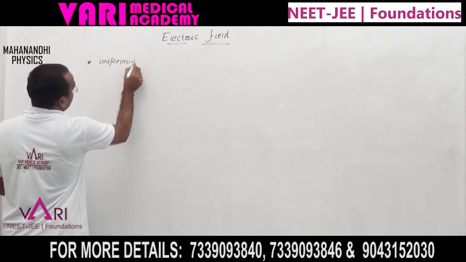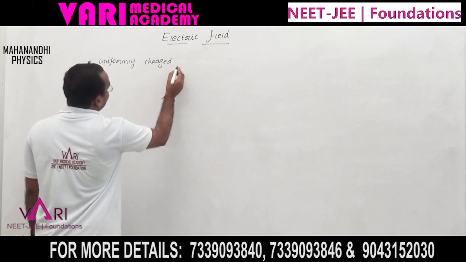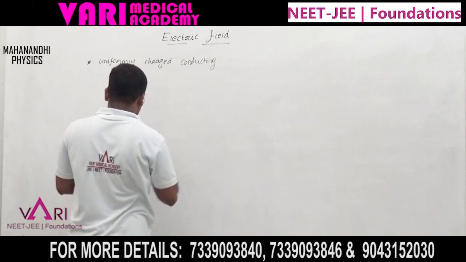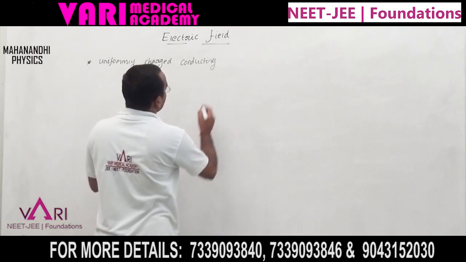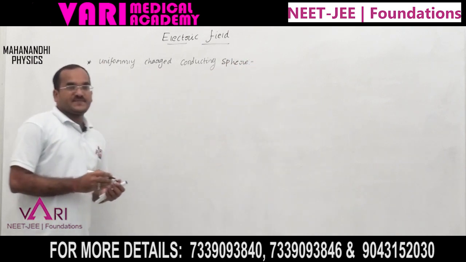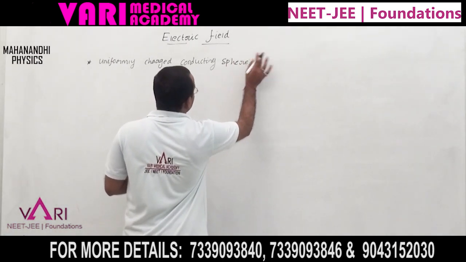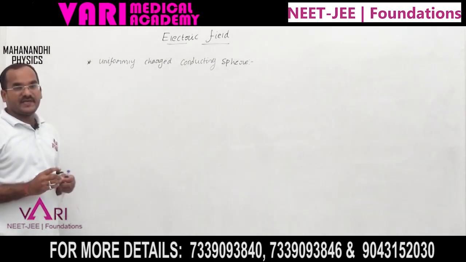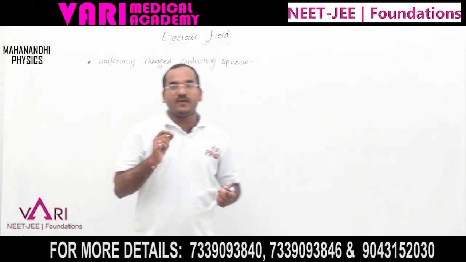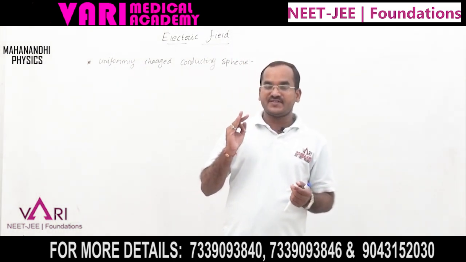Uniformly charged conducting solid sphere. For a conducting solid sphere, the electric field has three parts. When the charge is uniformly distributed, we consider the electric field inside, outside, and on the surface.